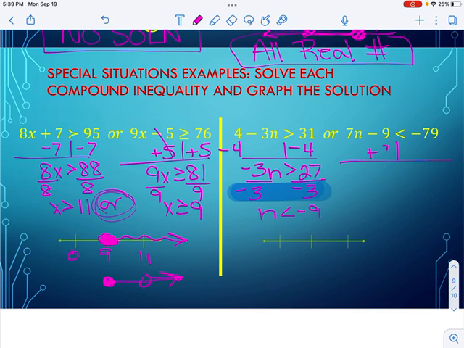On the other side, I'm going to add 9 to both sides. And that'd give me 7n is less than negative 70. I'm then going to divide by 7. So n is less than negative 10. So if you think about what that graph looks like, at negative 9, it's an open and it's less than, so it'd be going left. At negative 10, it's open, going left. So this one would be an open circle at negative 9 and going left. And that would be our solution of that, because that is an or statement.